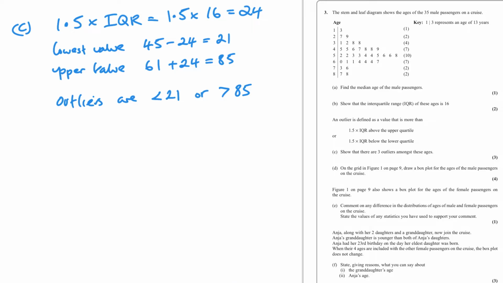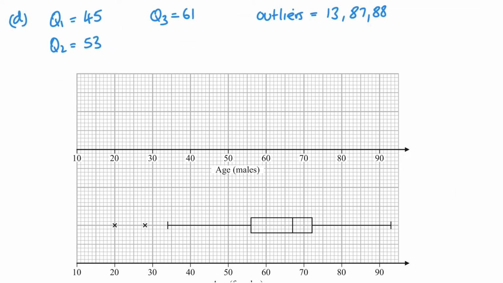Now we can look on here. If I look above 85 here, we got 2. And below 21, we've got this 13. So therefore, 13, 87, and 88 are outliers. Now, part D needs me to draw a box plot.